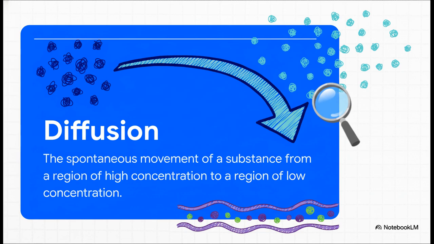Now, let's look at the scientific definition from your textbook. Diffusion is the spontaneous or natural movement of a substance from an area where there is a lot of it, a high concentration, to an area where there is less of it, or a low concentration. The particles just naturally spread out until they are evenly distributed.